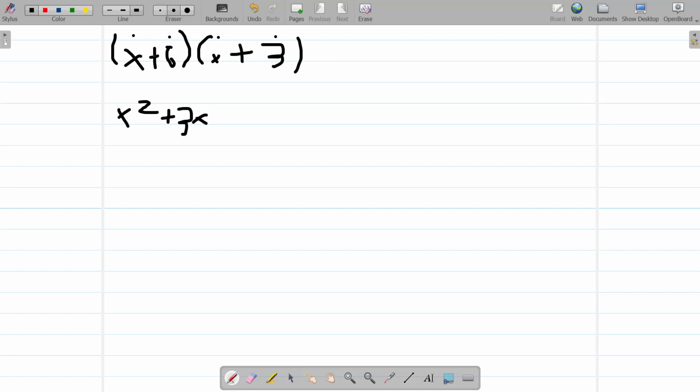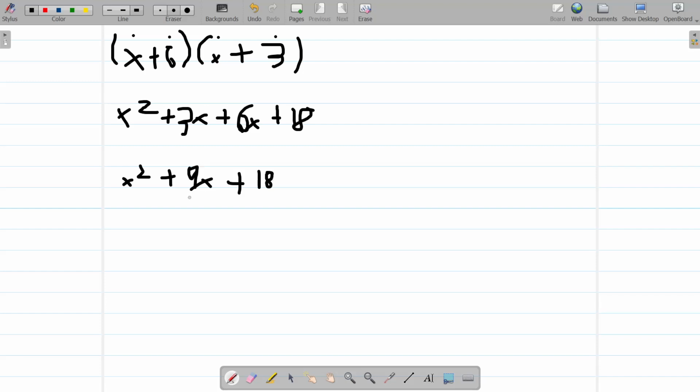And we're going to do the same thing, so we're going to have 6 times x, which I've already spoiled the answer, is 6x. And we're going to do 6 times 3, which is obviously 18. So now we've got this equation here, and what we'll notice is 3x and 6x, they're like terms, so we can group them together. So what we can actually do is just add them together, so we get x squared plus 9x plus 18. And that is what our answer would be to this question.